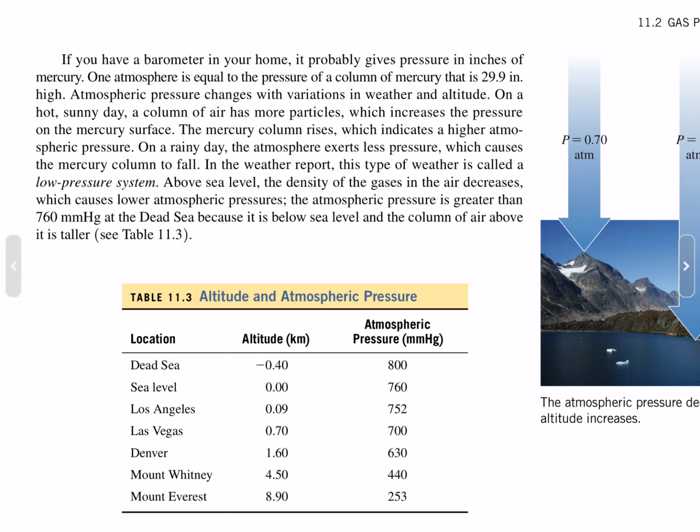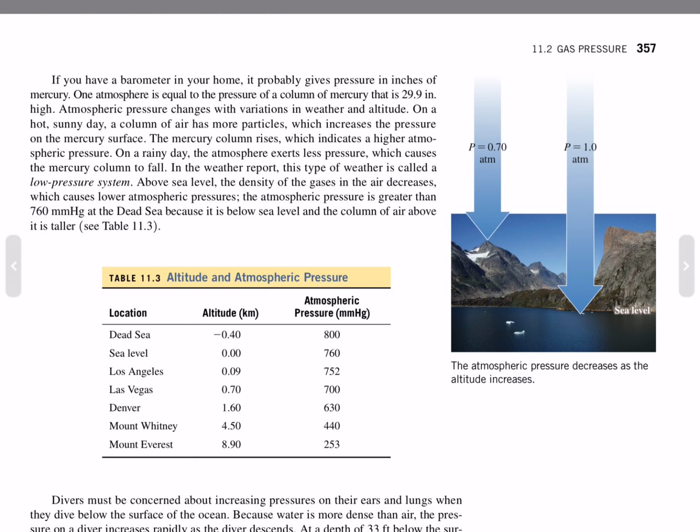If you have a barometer in your home, it probably gives pressure in inches of mercury. 1 atmosphere is equal to the pressure of a column of mercury that is 29.9 inches high. Atmospheric pressure changes with variations in weather and altitude. On a hot sunny day, a column of air has more particles, which increases the pressure on the mercury surface. The mercury column rises, which indicates a higher atmospheric pressure. On a rainy day, the atmosphere exerts less pressure, which causes the mercury column to fall. In the weather report, this type of weather is called a low pressure system.